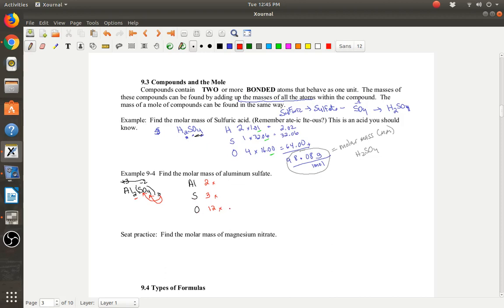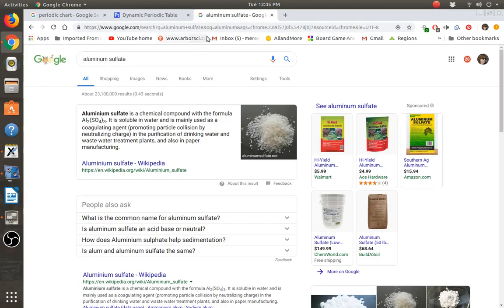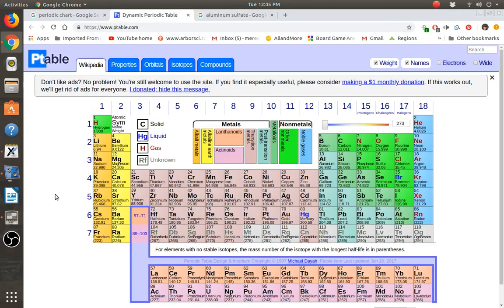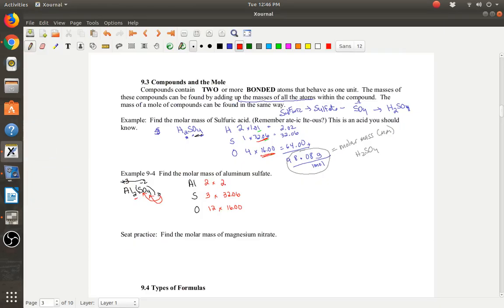So the molar mass of oxygen is 16. I know because I have it right here. The molar mass of sulfur is 32.06. I already looked it up off the periodic table. It's right there. So I just need the molar mass of aluminum. Let me go back to my periodic table. There it is. Aluminum is 26.98. Molar mass of aluminum is 26.98. Okay. Now you multiply them all. I'm going to pause the video and go ahead.